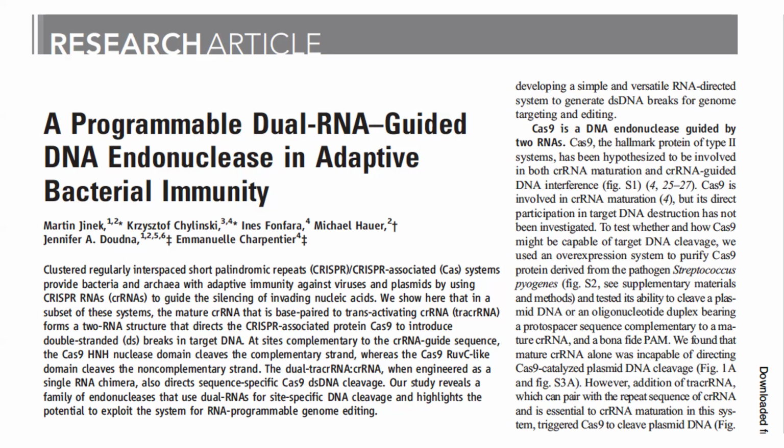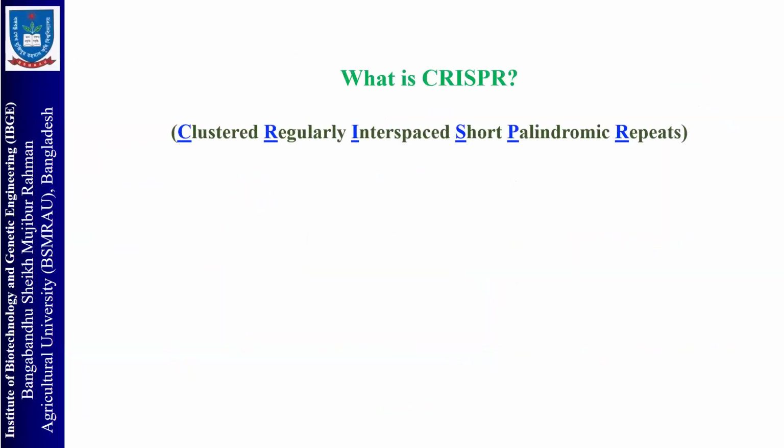So next time, if a similar virus attacks them, they can cut the DNA and inactivate the virus. So CRISPR, as you already know, stands for clustered regularly interspaced short palindromic repeats. That means the cluster of nucleotides present after a certain distance, and if you reverse them, you can read them similarly. This is why they are called palindromic.